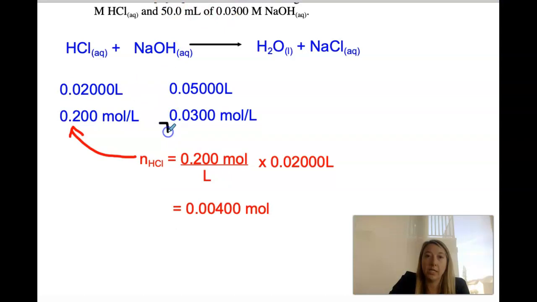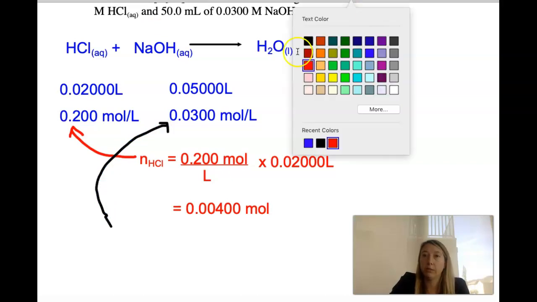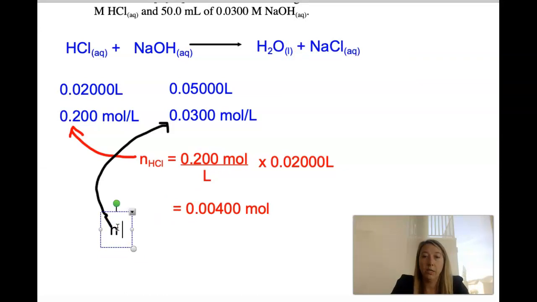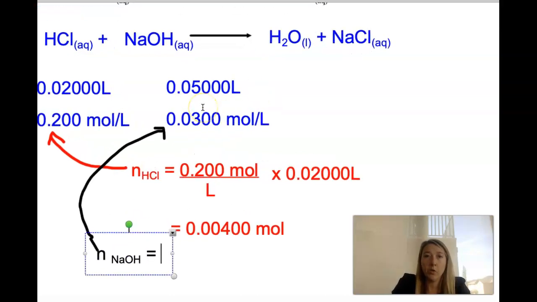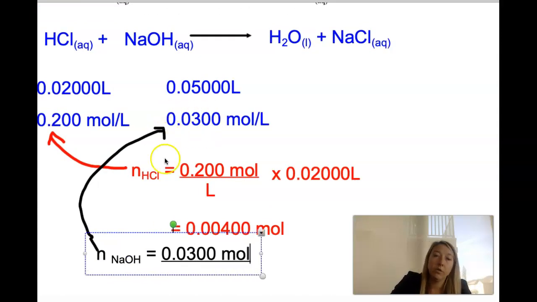Now we're going to do the same thing for the sodium hydroxide. We're going to take the data for the sodium hydroxide and determine how many moles we have, so we're going to figure out n of NaOH. Same deal: we take the concentration and multiply by the volume. So we're going to do 0.0300 moles over liters.